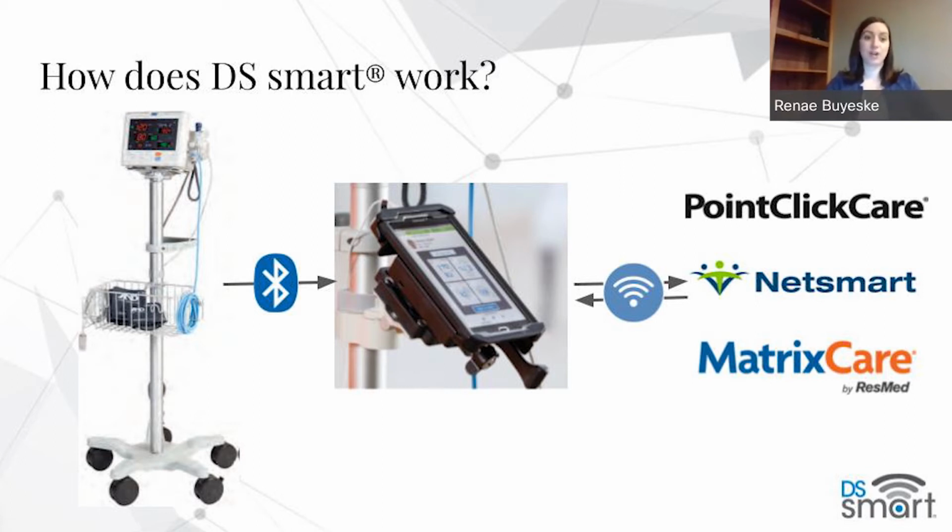So bucket number 1, our equipment that we're choosing. Bucket number 2, tablets and mounts in order to secure and run that platform. And then bucket number 3, an EMR that we work and are compatible with in order to get that data to go to permanent record.